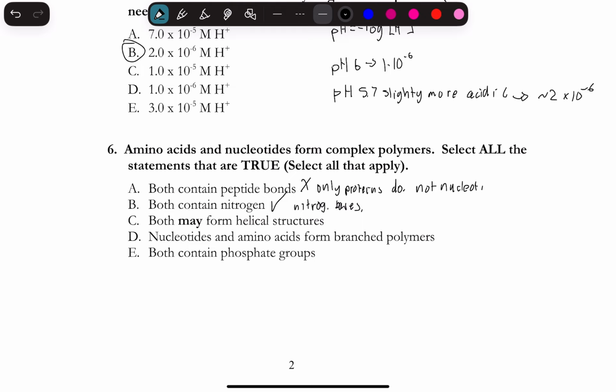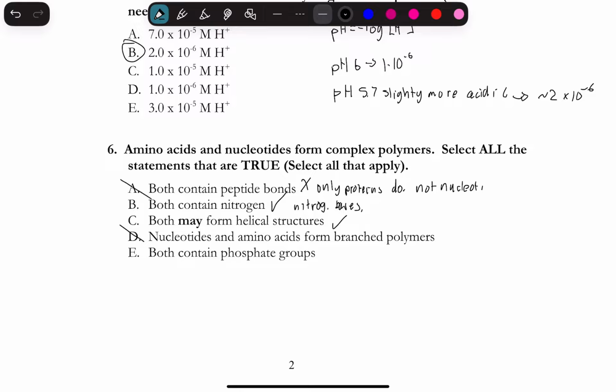Okay, now both may form helical structures. Yes, because they can both, because you know, the 3D structure of the protein, and nucleic acids, of course, they form like the DNA helices. And branched polymers, no, they don't both form branched polymers.